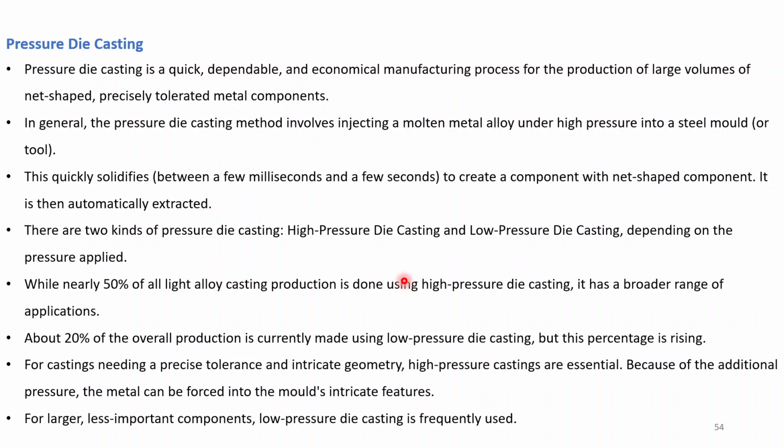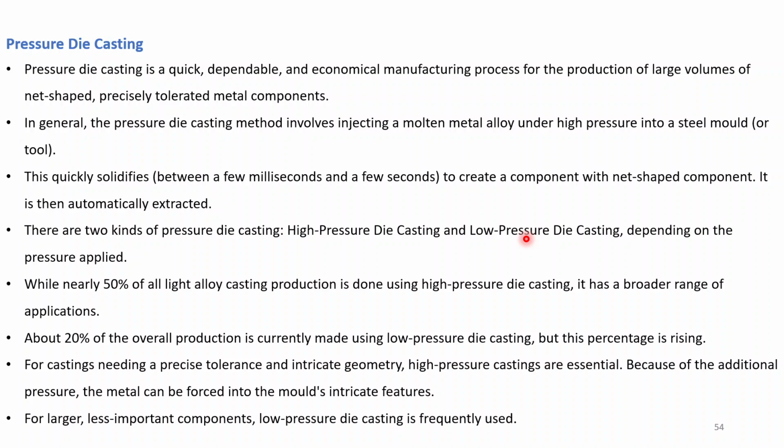There are two kinds of pressure die casting: high pressure die casting and low pressure die casting, depending on the pressure applied. So in the previous one it was separated based on temperature: hot chamber and cold chamber dies, right? Here it is separated based on pressure. So low pressure and high pressure, depending on the pressure that is applied.